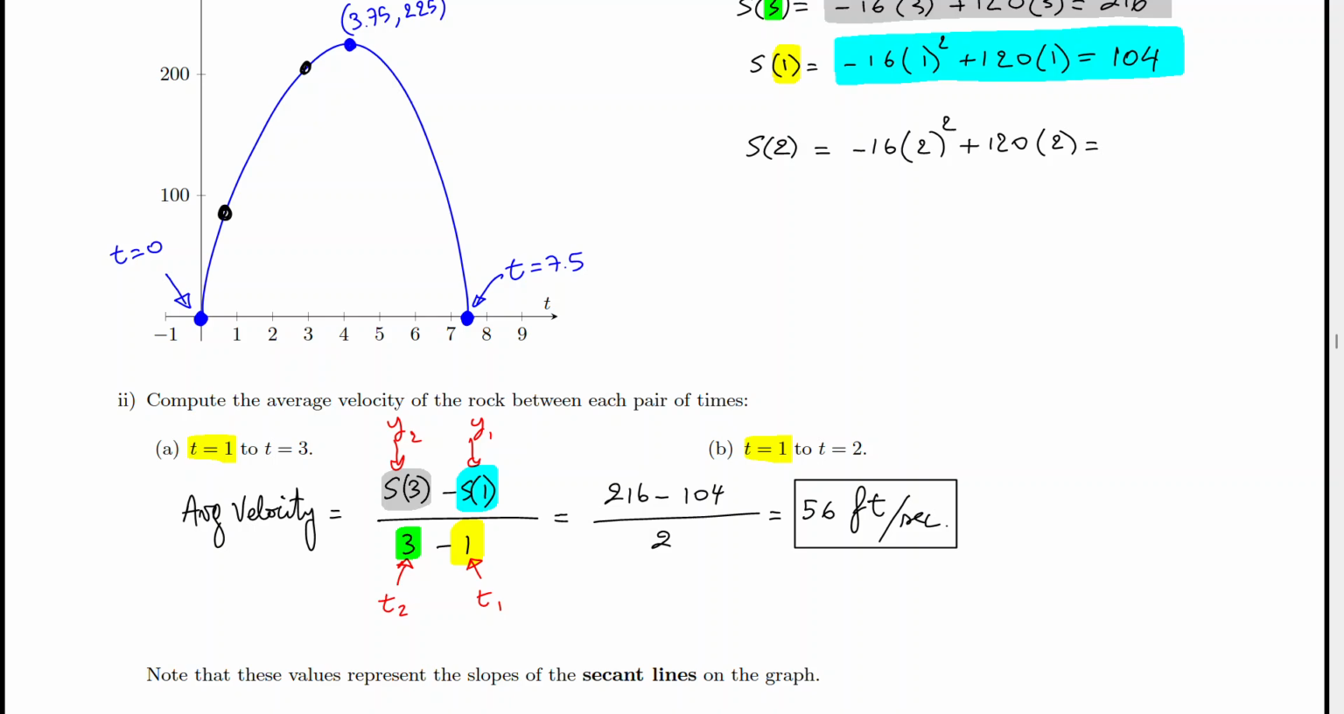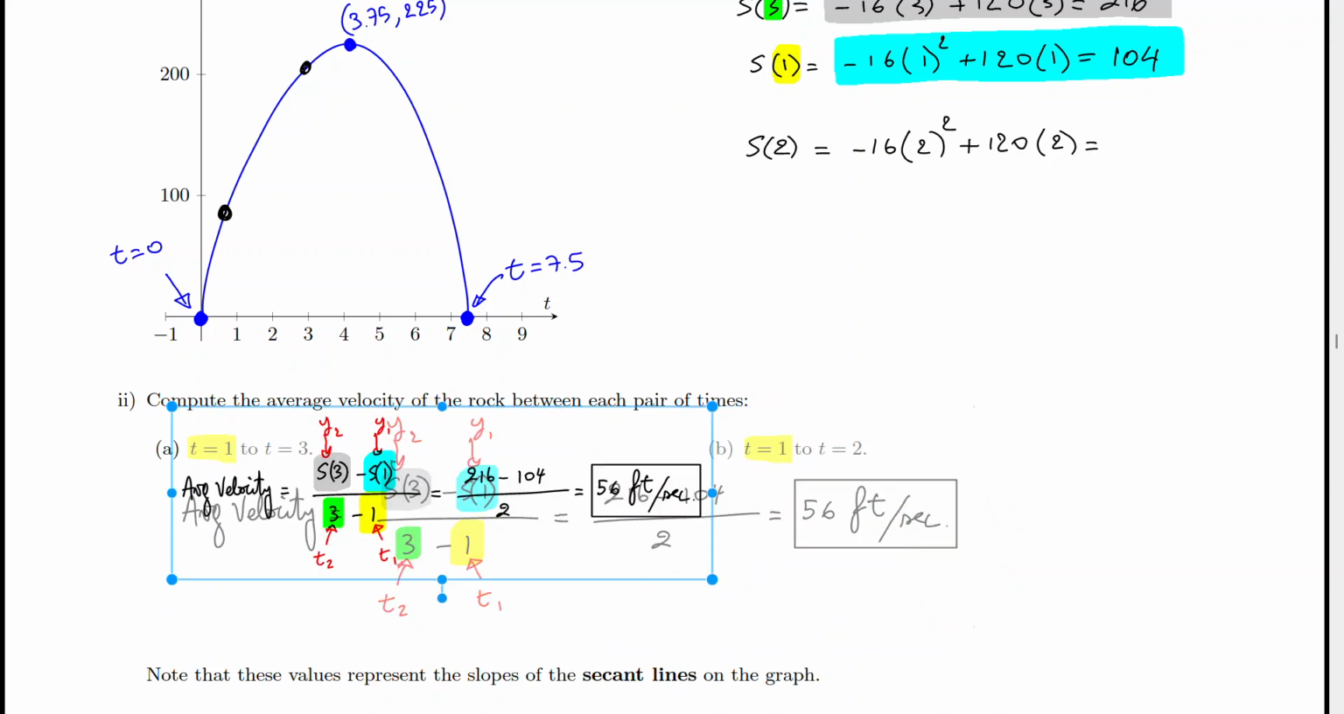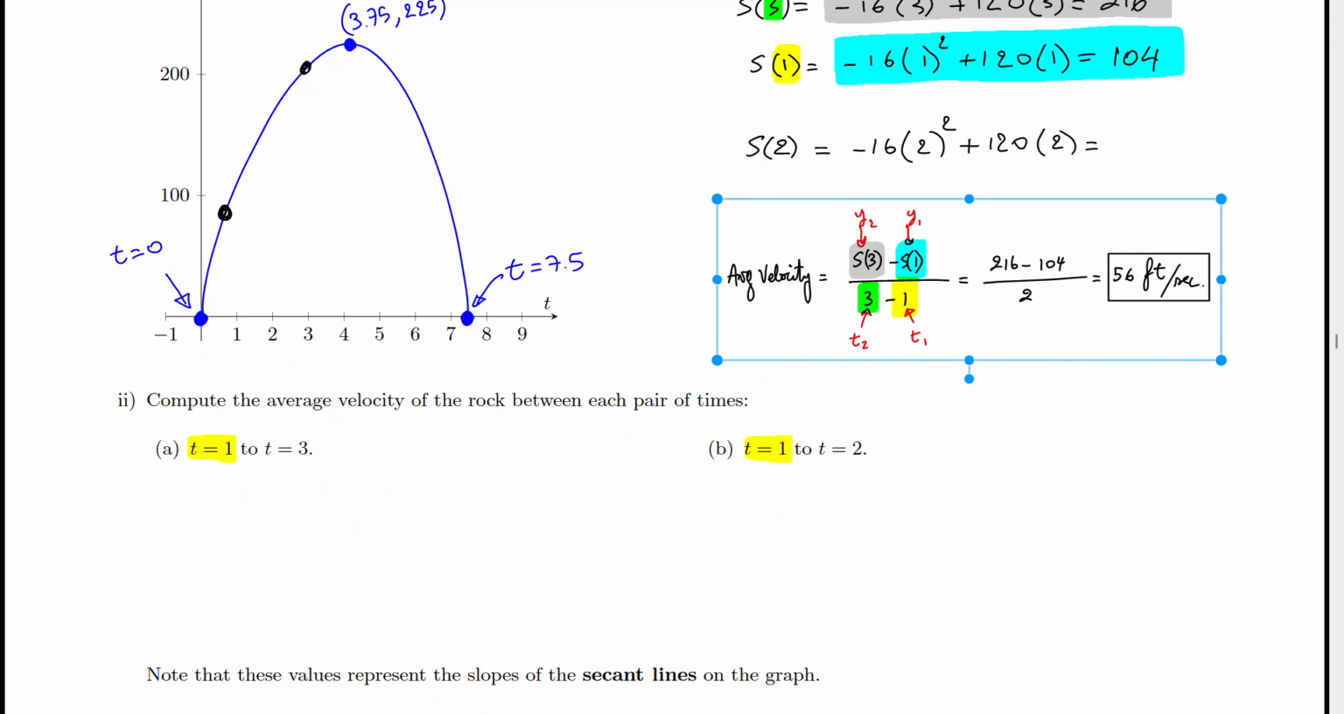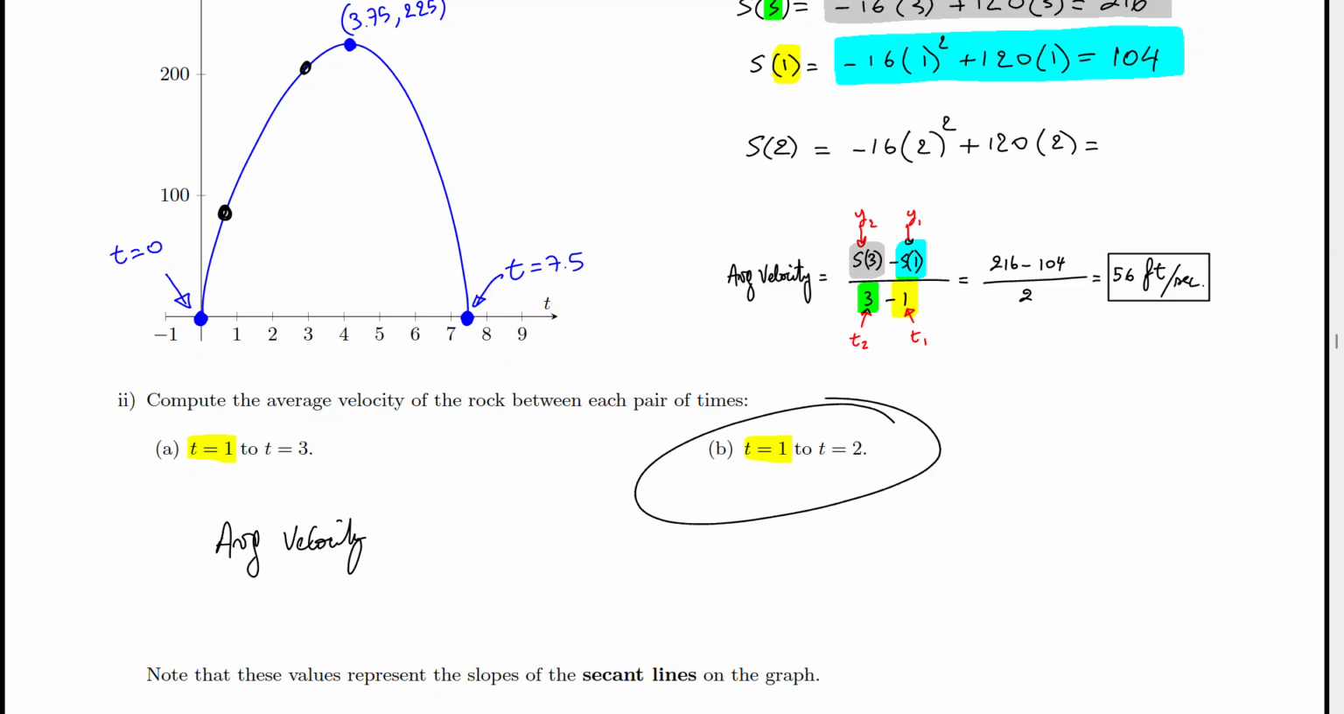Okay, so what I'm going to do next is basically repeat the same process again, but with the other t1 and t2. So let me shrink this down a little bit so we can fit everything else. I'll move it here for now. And let's do it again. So if I want to know the average velocity between this time, we want to go between 1 and 2.